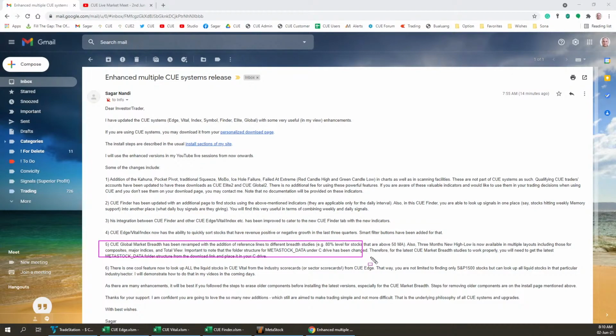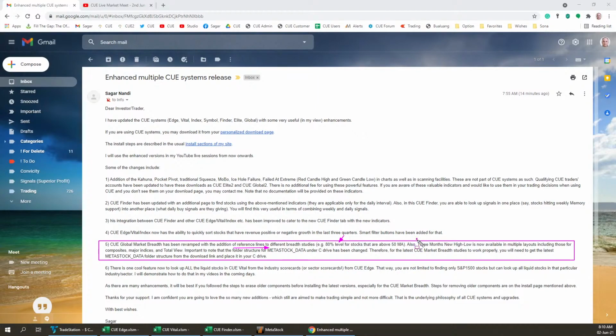Q Global Market Breadth, another big change. Different reference lines have been added. I was using them in videos, YouTube sessions, but they were not released. Like 80% level for stocks that are above 50 MA. These different reference lines have been added, so it's easy to see whether the different studies are at an extreme level or not.